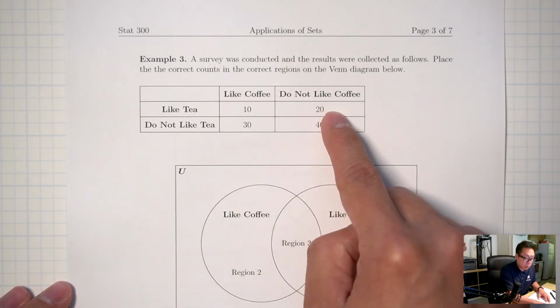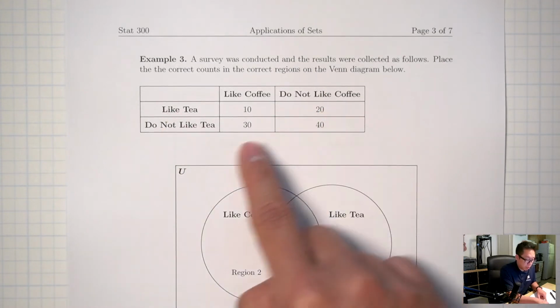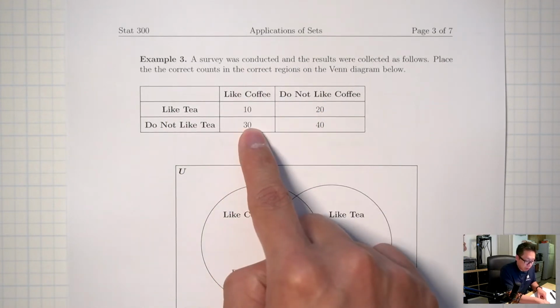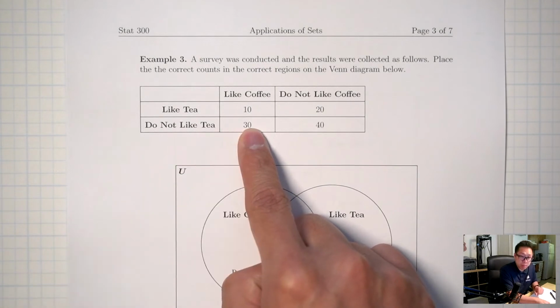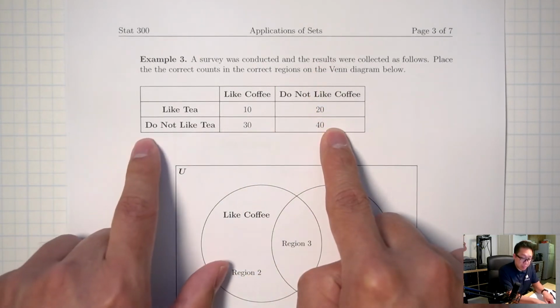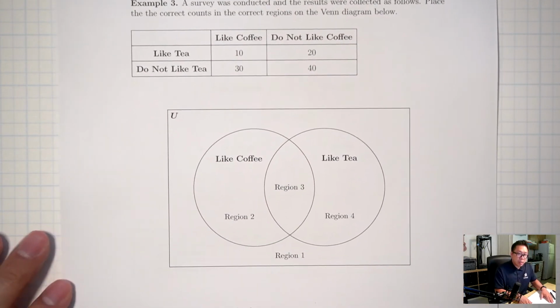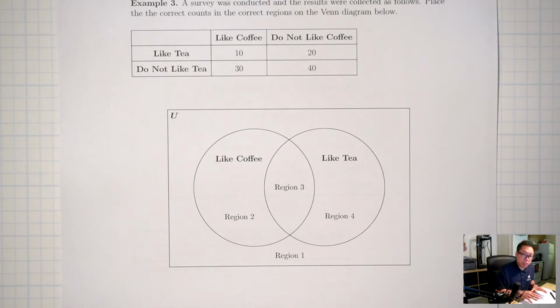These 20 people, they do not like coffee, and at the same time, they like tea. These 30 people, they like coffee, at the same time, they don't like tea. These 40 people don't like coffee, and at the same time, they don't like tea. So they don't like anything. Now, I want to put numbers in each of these regions.